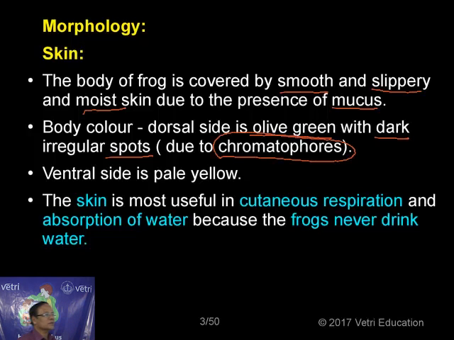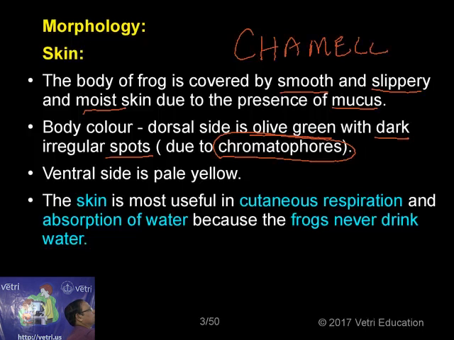Chromatophore. That is a kind of cell which is concerned with the production of pigment. This was one question that came in the question paper: the coloration in the chameleon, the lizard which often changes its skin color, and also in the case of frog. The skin color in the chameleon and in the frog is due to the presence of chromatophores.